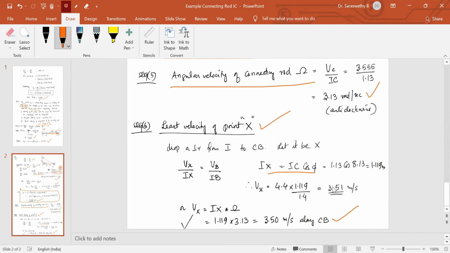Such questions were very common in the previous university exams of the 2015 scheme. Let us see whether we get such a question in this semester or not.